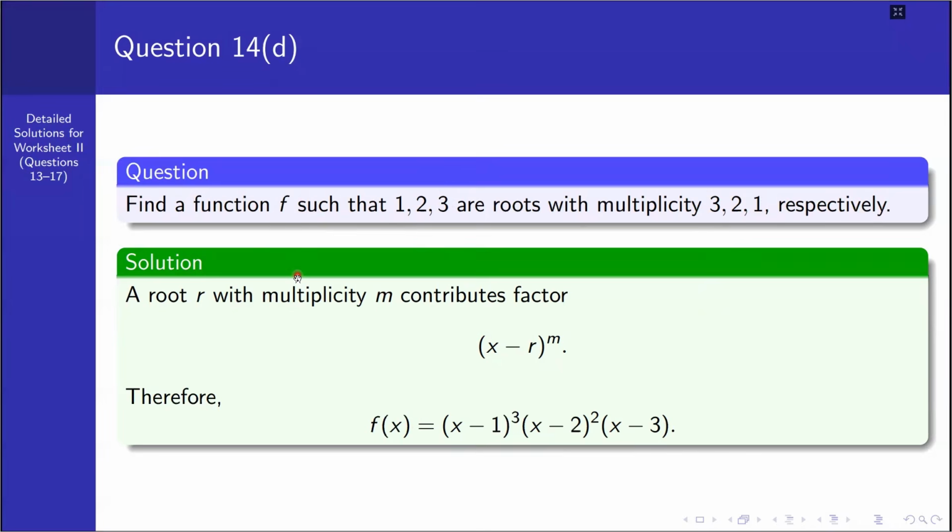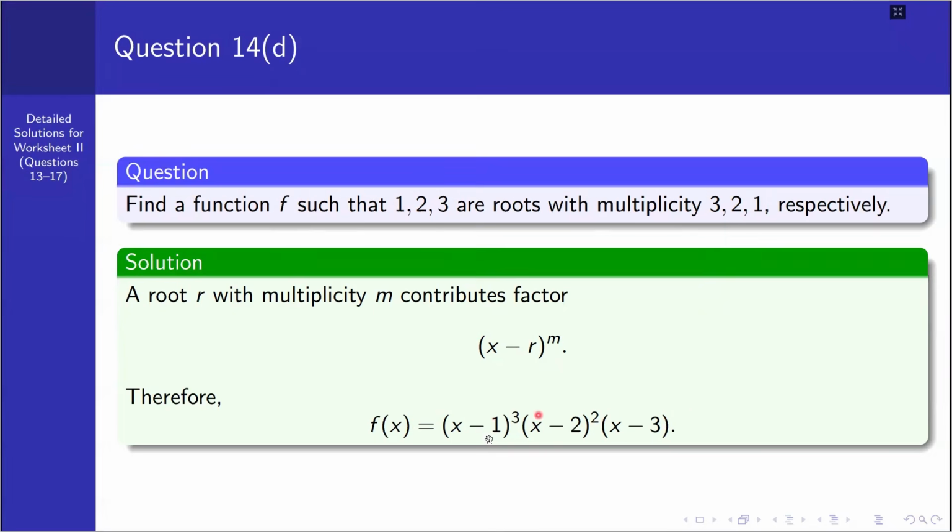Therefore, the expected function, that's simply the function whose roots are 1, 2, 3 with these multiplicities, could be f of x equal to (x − 1)^3 times (x − 2)^2 times (x − 3).